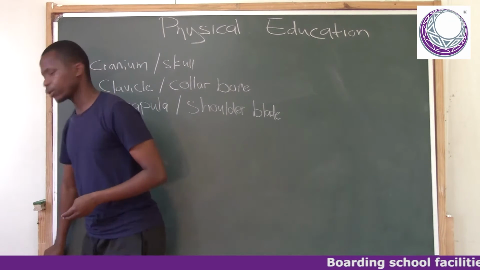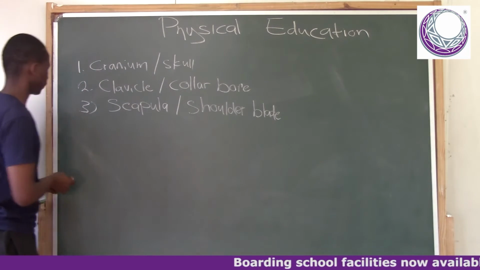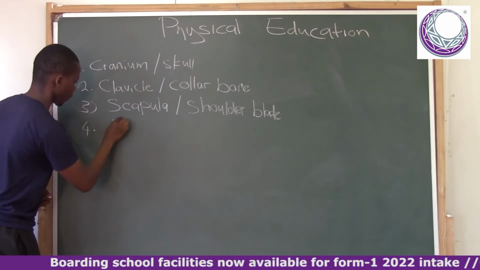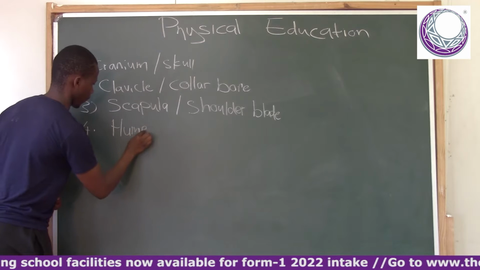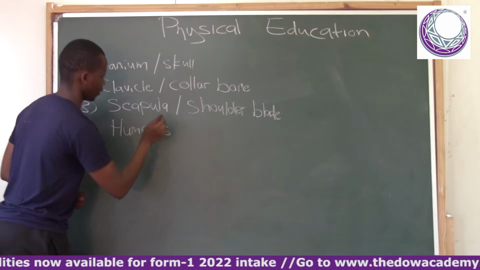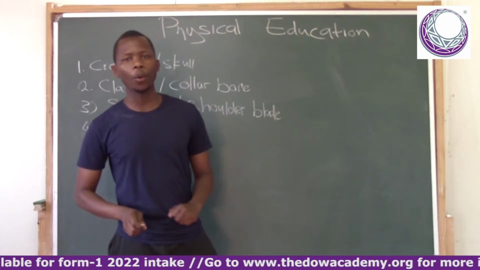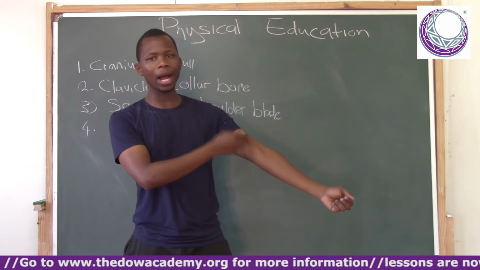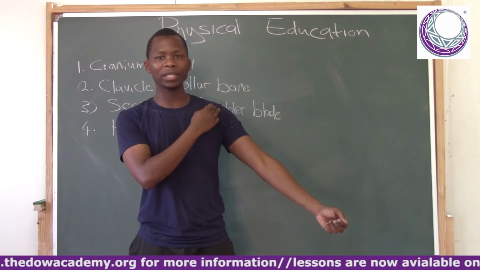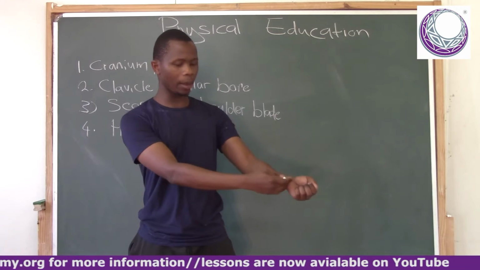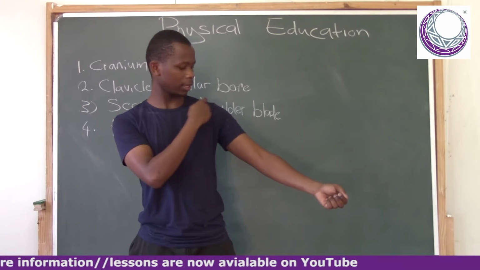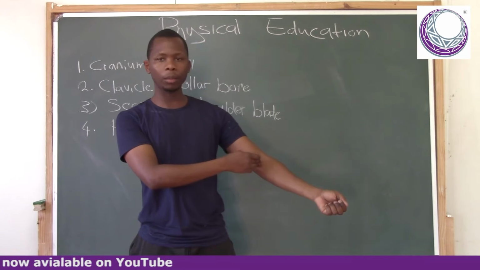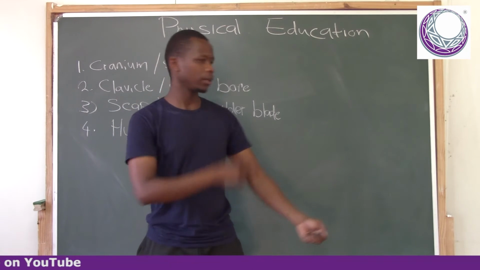We move on to the fourth bone, being the humerus. This is the bone in our arm, but it's in the upper arm. Remember, your arm is divided into two: we have the lower arm and the upper arm. From your shoulder to your elbow, this is the humerus.